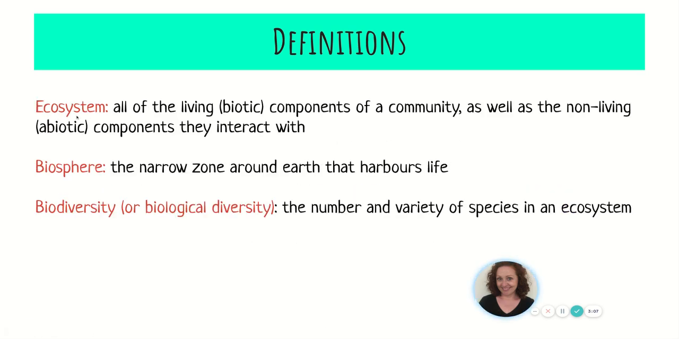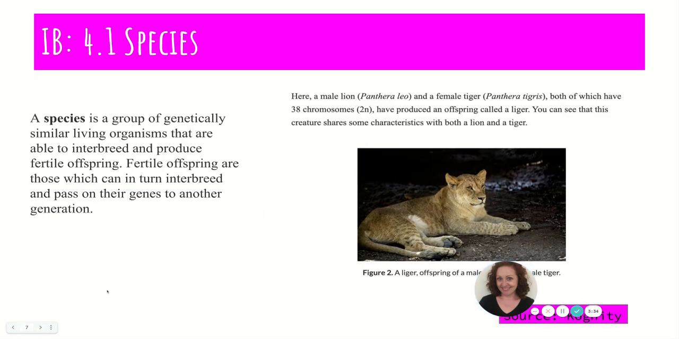Here, the ecosystem, you can see we add another layer, not just living, the biotic, but also the abiotic and how it interacts. Biosphere, again, is that narrow zone of Earth where life is found. And then this definition here is one hopefully you remember from grade 9, biodiversity, or what we call biological diversity, just specifically speaking about the number and variety of species in an ecosystem. So if you compare, for example, a rainforest, it has high biodiversity as compared to a barren landscape where there's not very much life.